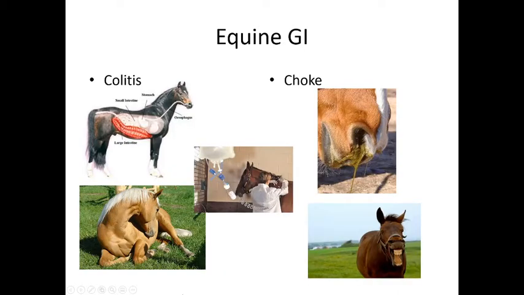Colitis is an inflammation of the colon, and there are a lot of different things that can cause colitis, from diseases to inappropriate food items, etc. So we do keep an eye on that. Oftentimes what you'll see is the animal will be laying down, maybe rolling, maybe looking back at their abdomen in pain, just maybe biting at their flank, etc.